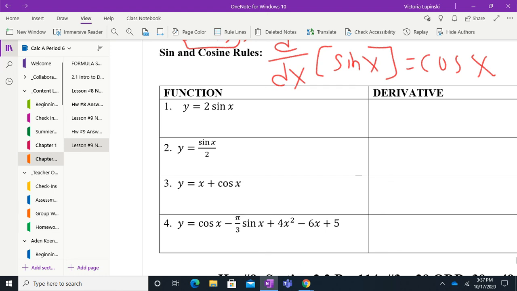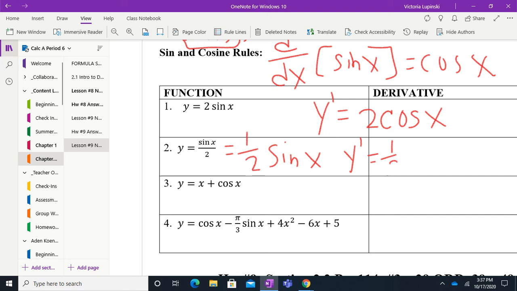So here in number 1, y equals 2 sine of x. There's nothing to rewrite here. As I go to take the derivative, which I'm going to call y prime, I'm going to leave the 2. The derivative of the sine of x is the cosine of x, and that's my answer. Nothing to simplify, nothing else to do. The sine of x over 2 would be better if you wrote that as 1/2 sine x. The derivative y prime is 1/2 times the cosine of x. And again, perfectly fine answer.